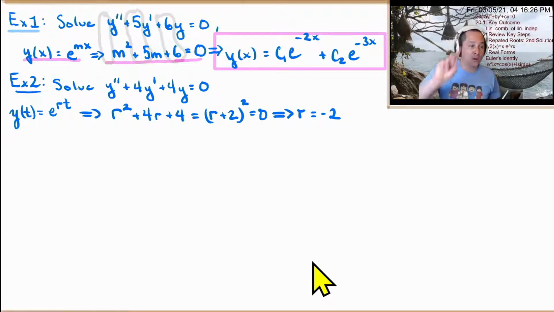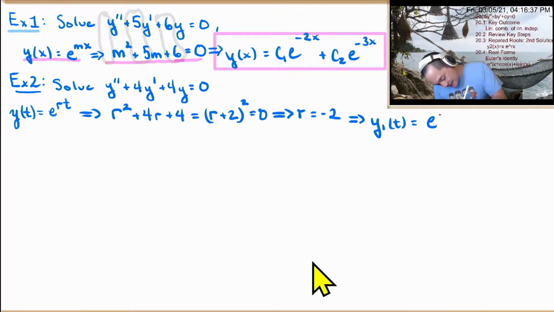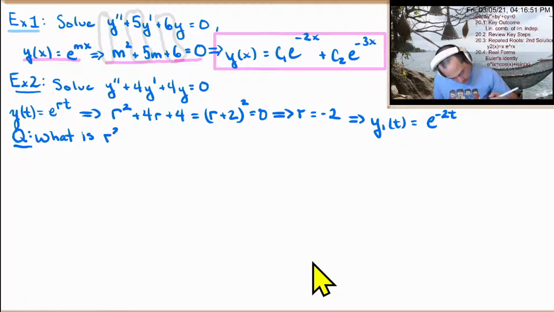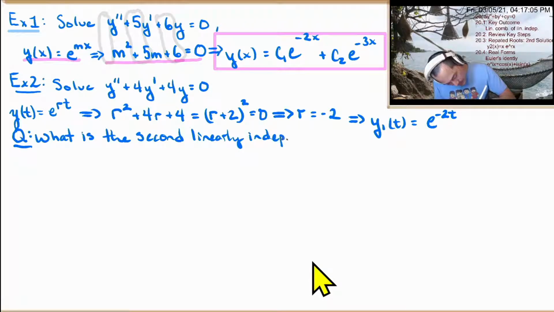But the rub is I only have one root, and I'm on the hunt for two solutions. So this one root says, well, I definitely have that y1 of t is e to the -2t. That's true. The question that comes up is, what is y2? What is the second linearly independent solution?